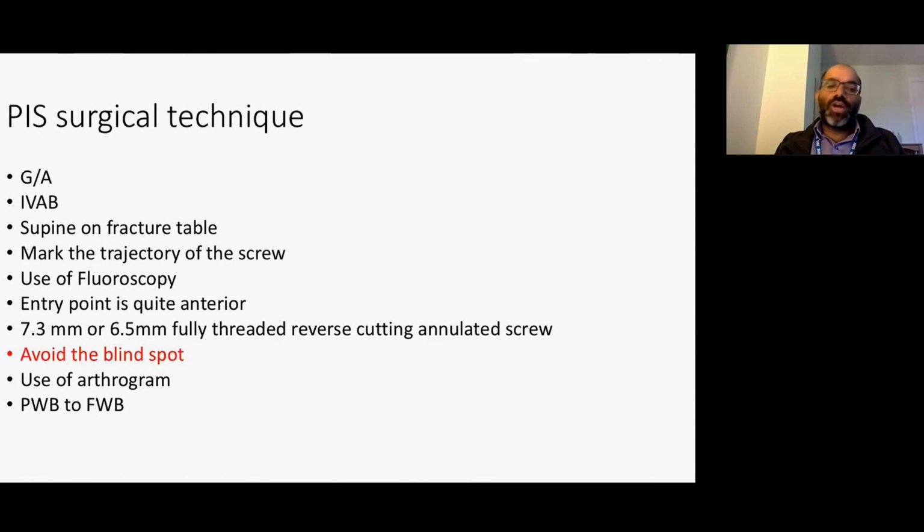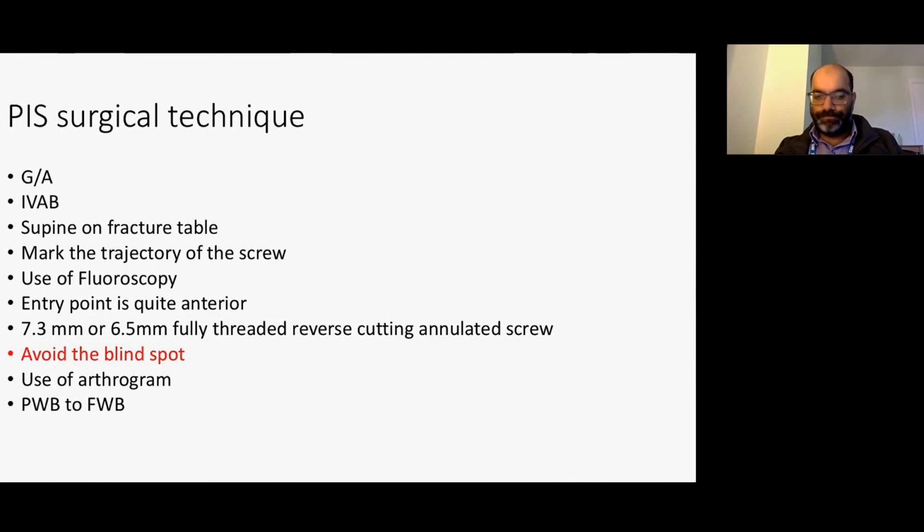Important thing is to avoid the blind spot. And the way to avoid the blind spot, again, is to use fluoroscopy and use different views, not only AP and lateral; you can have oblique views as well to make sure that the screw is not going into the joint. You can also use an arthrogram through the screw to see if it is going into the joint. And post-operatively, you start with partial weight bearing leading to full weight bearing.